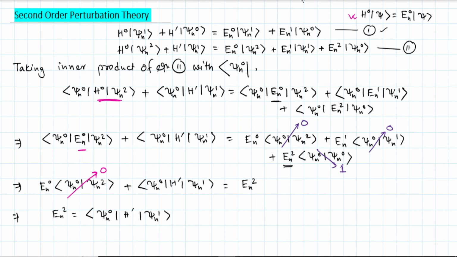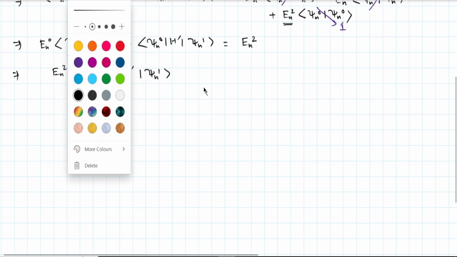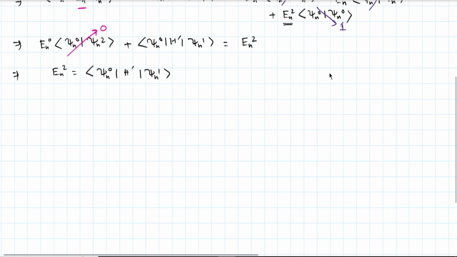And as we know that psi n 1 is the first order correction to the energy eigenfunction. So we have derived it in the last lecture. I will recommend for the new viewers, please check out my channel and see the last lecture of the perturbation theory. After that, this video will be helpful for you. Okay.